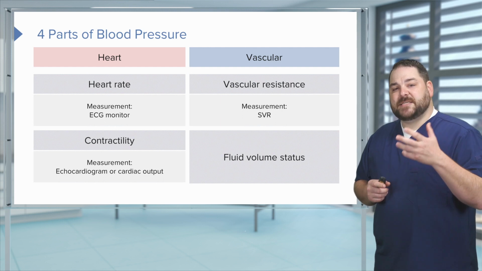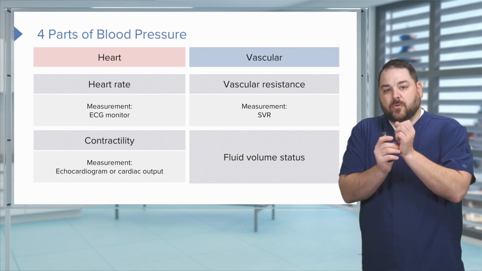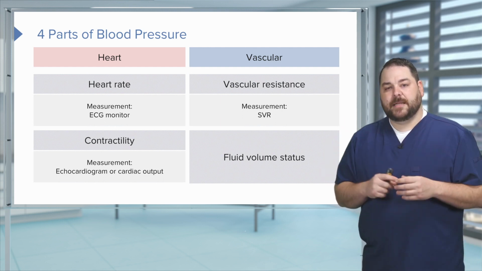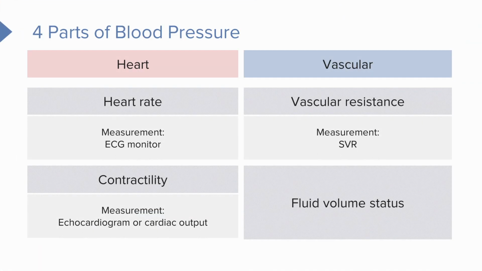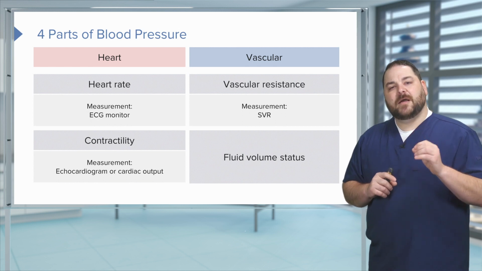Now, how do we look at vascular resistance, right? How do we look at how tight or how dilated our vasculature is? Well, we have our systemic vascular resistance. That lets us know if we're vasoconstricted or if we are vasodilated. And then fluid volume status.